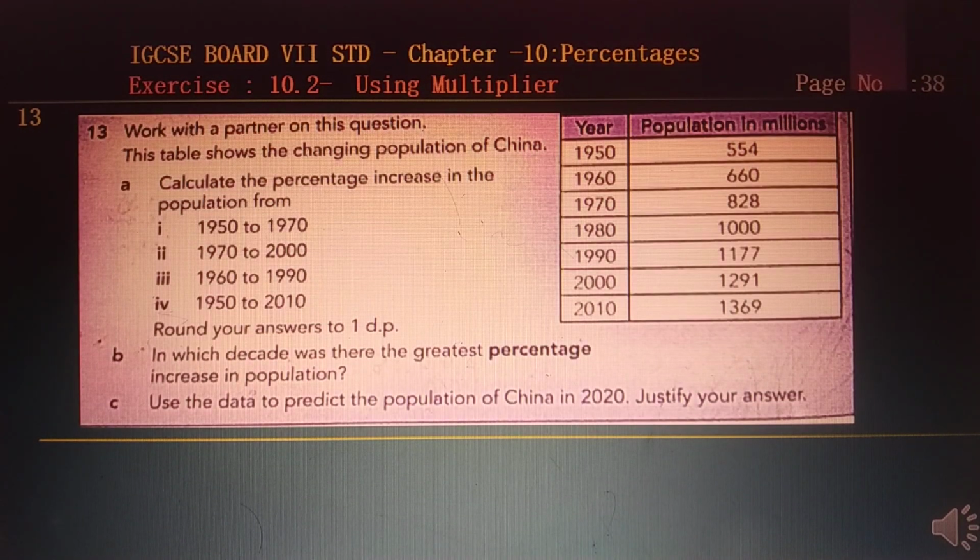Question number 13. Here a table is mentioned: China population size 1950 to 2010, population in millions, from 554 to finally 1369. Question number A: calculate the percentage increase in the population from 1950 to 1970, 1970 to 2000, 1960 to 1990, and finally 1950 to 2010. And question number B, the greatest percentage increase, and the population of China in 2020. Justify the answer.